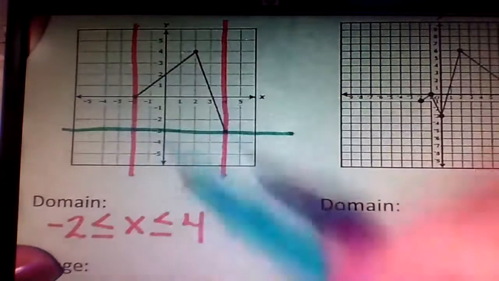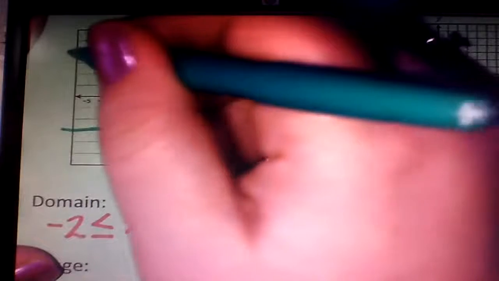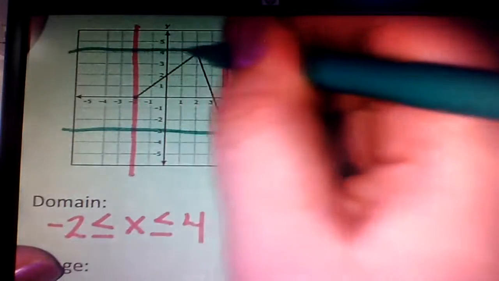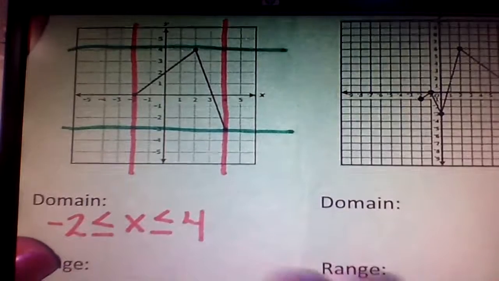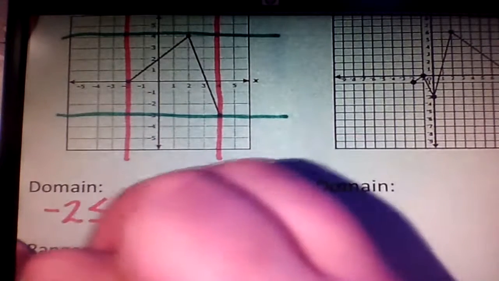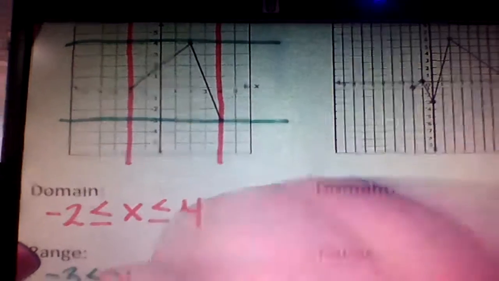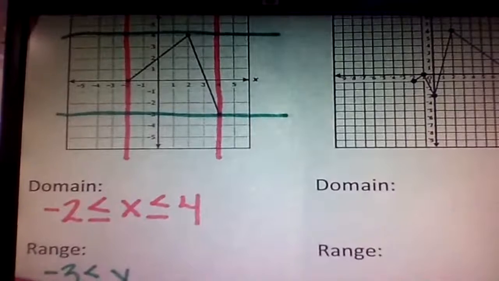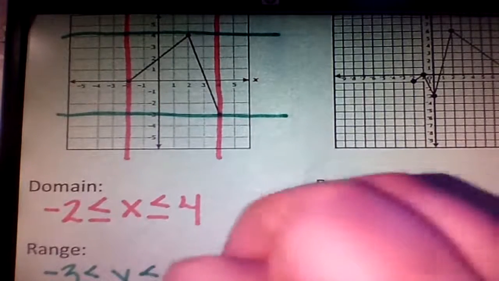My graph goes clear up to what point on my y? +4. So that means my range is -3 is less than or equal to y. Again, we're dealing with y values now, which is less than or equal to 4.